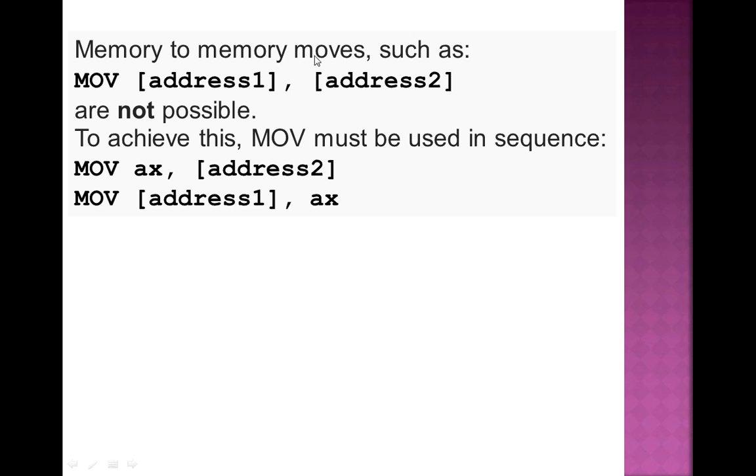The next example is memory to memory move, which means moving memory to memory. Address to address moves are not possible. To achieve this, the move must be used in sequence. First, move the memory content to one register, and then that register is moved to the other memory. So memory to memory transfer is not possible directly; it can be done with the help of a register. Take one register as a mediator, move the first memory content to that register, and use that register to move to the other memory.